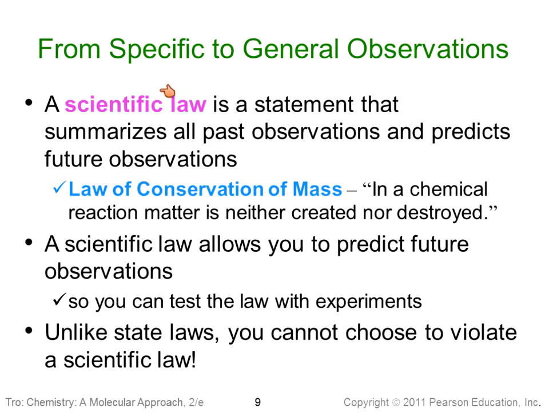A scientific law is a statement that summarizes all past observations. Key here, it's able to predict future observations. An example of a law is the conservation of mass, which says that in a chemical reaction, matter is neither created nor destroyed, it's conserved. A scientific law allows you to predict future observations so that you can test the law with further experiments.